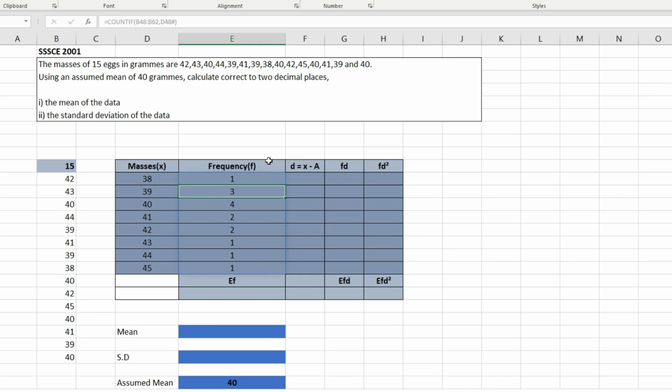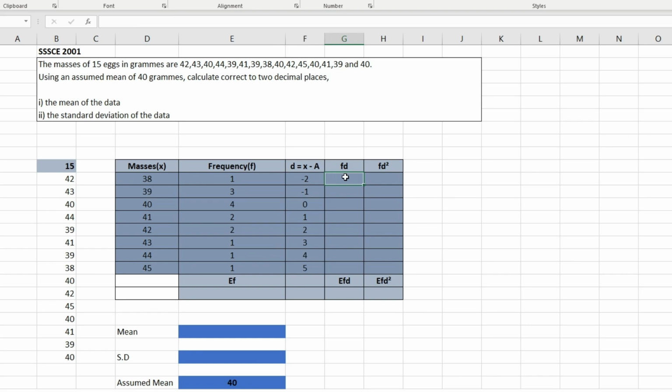We know that the assumed mean is actually 40, indicated by capital A, and then the D is what you're about to find. Our X is the mass. So over here, you are going to say equal to these masses in here, then minus this assumed mean here. And we press enter, we are done.